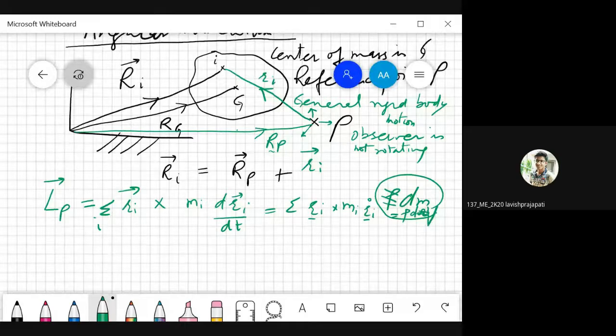Yes, sir. Okay. So this becomes the angular momentum of the body. Now what is my ri? ri is nothing but the position vector with respect to P, which is equal to capital Ri minus capital Rp. So what can I write?